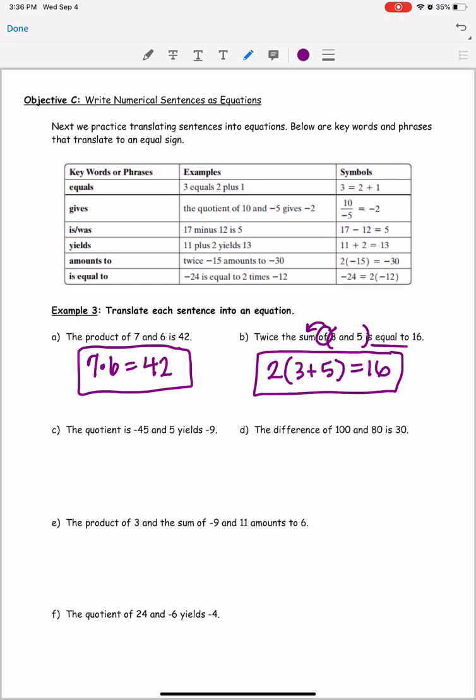The quotient of negative 45 and 5 yields negative 9. I think it's supposed to be of. Quotient means divide. So you can write this with your division symbol, though we're going to see fractions more times than not. So we need to probably write this as negative 45 divided by 5 equals negative 9. Okay, and that's that yields. Yields means your equal sign. Check it. Is negative 45 divided by 5 negative 9? Yes, it is.